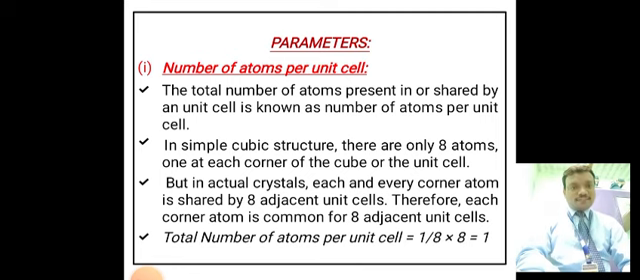In actual crystals, every corner atom is shared by 8 adjacent unit cells. Therefore each corner atom is common to 8 adjacent unit cells. So the total number of atoms per unit cell equals 1 divided by 8 into 8. That is, a total of 8 corner atoms each shared by 8 cells, so 1 divided by 8 into 8 equals 1. The number of atoms per unit cell in the simple cubic structure is 1.